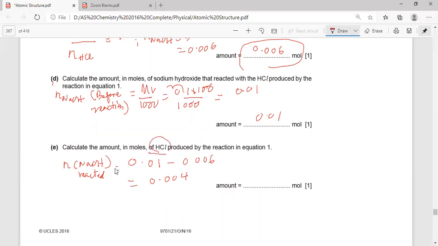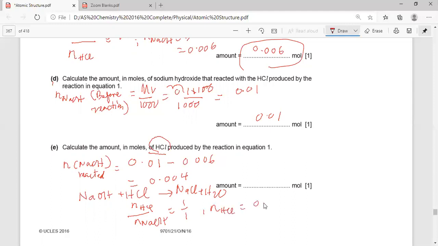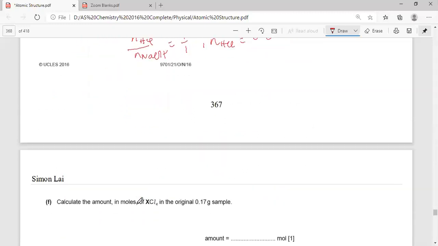Okay, calculate the number of moles of HCl produced. That means this one reacted with this thing. So NaOH plus HCl gives NaCl plus H2O. The number of moles of HCl over the number of moles of reacted NaOH is 1 to 1. So the number of moles of HCl is the same, 0.004. Okay? Right?